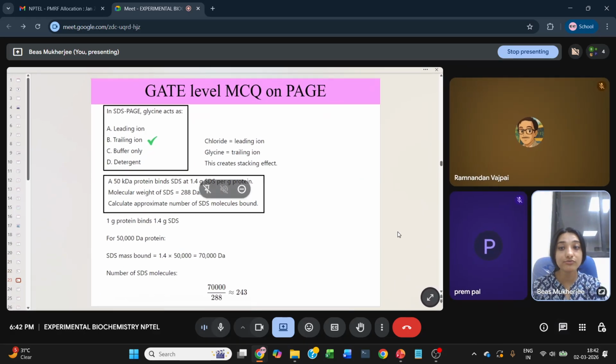Okay. Now for this particular question, you see 1 gram of protein binds 1.4 gram of SDS. And for a 50 kDa protein, that means how many grams is that, right? So you can see that the amount of SDS bound is 70 kDa. And so you take that 70 kDa divided by the molecular weight of SDS and you get 243 as the right answer. Okay.